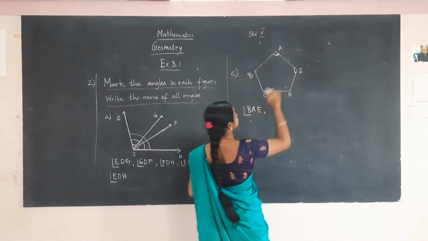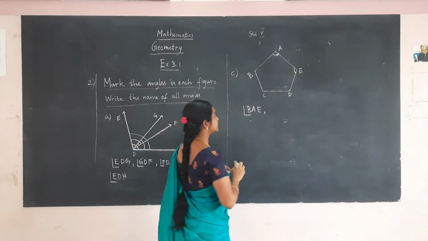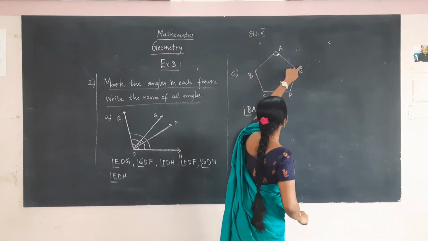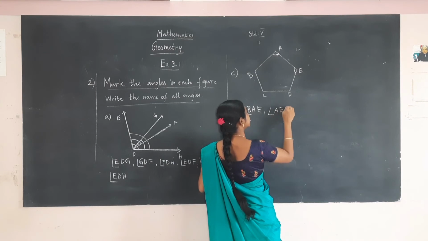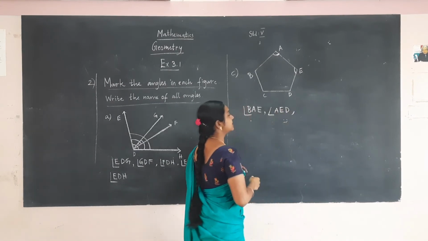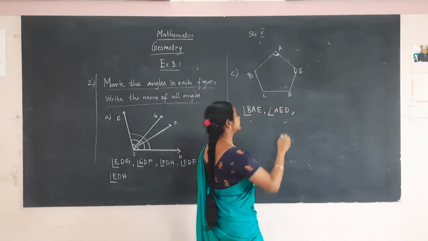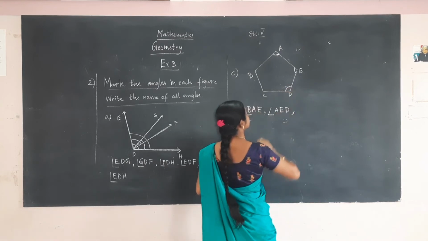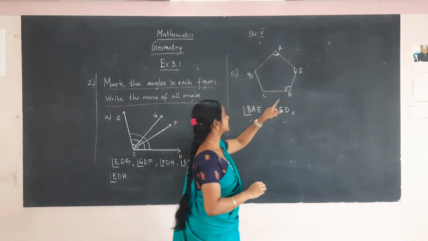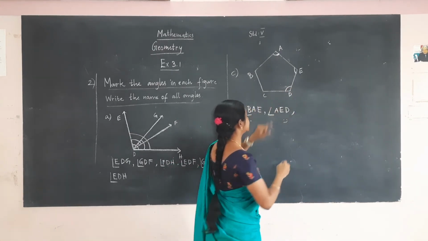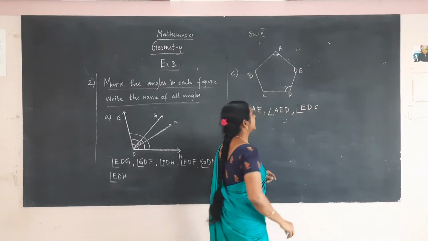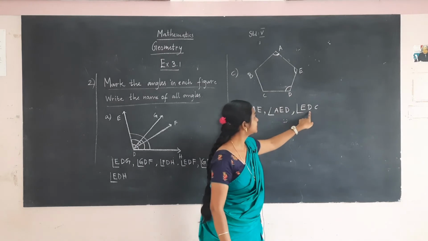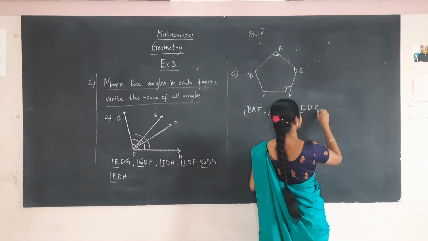We have an angle here. We should write this as AED. Next we have an angle in D. So the angle is EDC. Angle is formed in D, so D should be written in between.